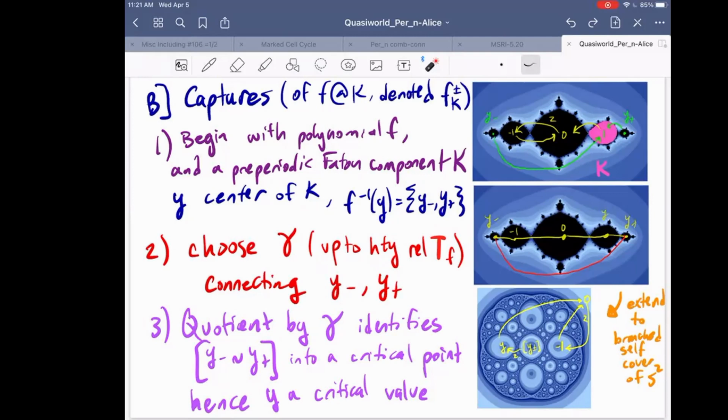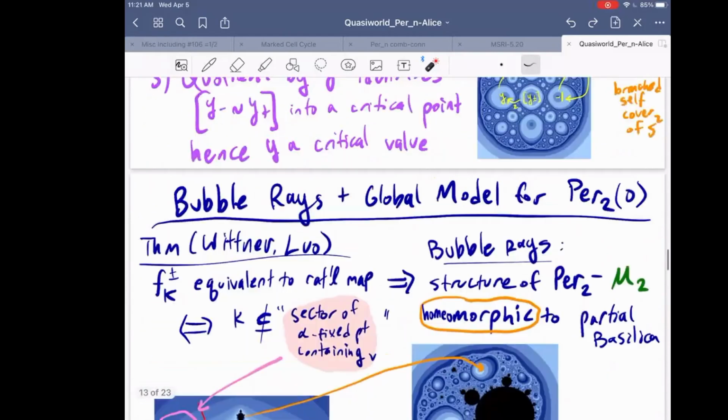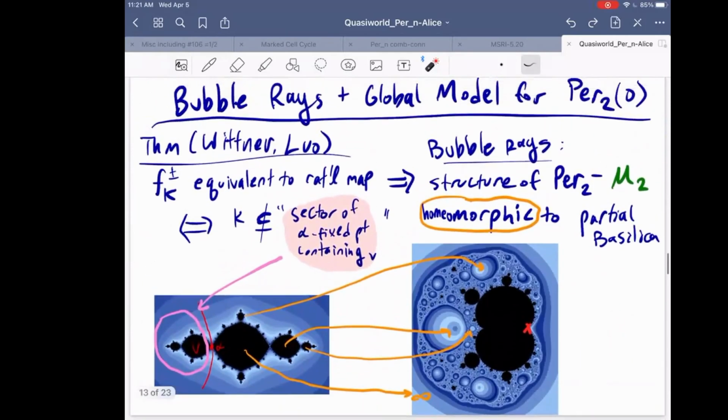And when it is, it will obey the combinatorics of this pre-periodic 2 component, where this component maps here, this is our critical point, mapping here, maps up to the other critical point, and then is in a 2 cycle. But then the question is, when can you actually get a rational map from this procedure at the end of the day?